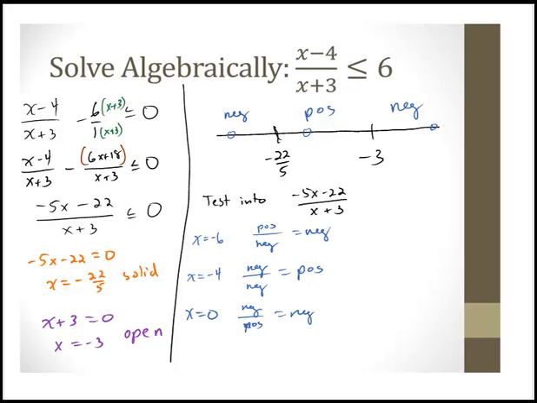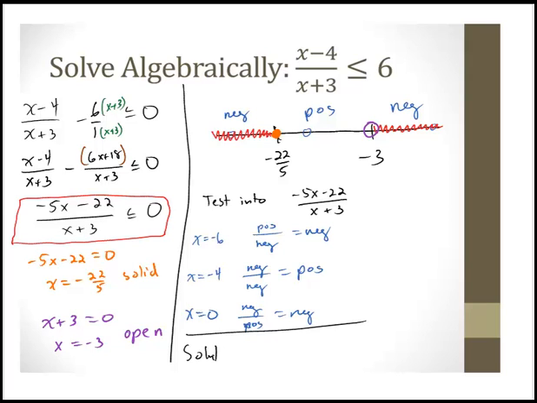Now, going back to this form, we wanted negative 5x minus 22 over x plus 3 to be less than or equal to 0. So I'm going to shade the negatives. Now I forgot to put my solid points and open points here, so I have a solid point at negative 22/5 and an open point at negative 3. So writing the solution, I would have negative infinity to negative 22/5 bracket union parenthesis negative 3 to infinity parenthesis.